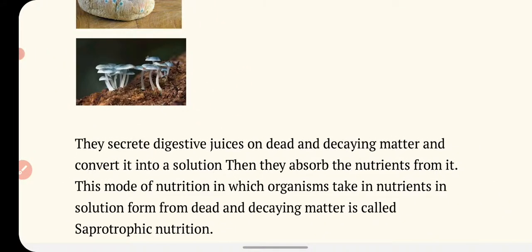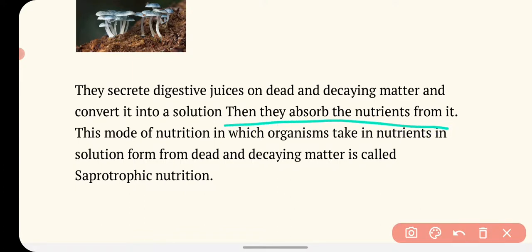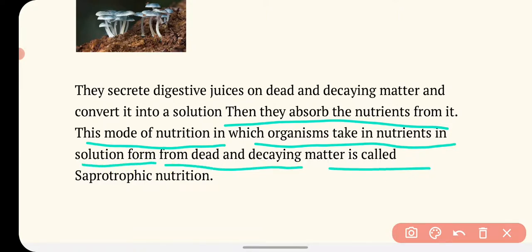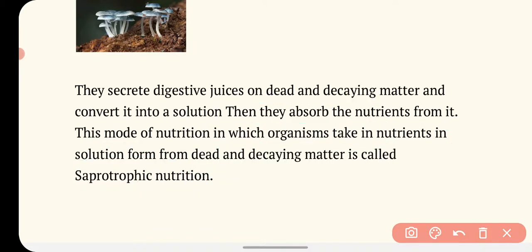So what do they do? They secrete digestive juices on dead and decaying matter and convert it into a solution. Then they absorb the nutrients from it. This mode of nutrition, in which organisms take in nutrients in solution form from dead and decaying matter, is called saprotrophic nutrition. So basically in saprotrophic nutrition, the plants derive their nutrition from dead and decaying matter, and they secrete digestive enzymes on the dead and decaying matter and absorb the nutrients.